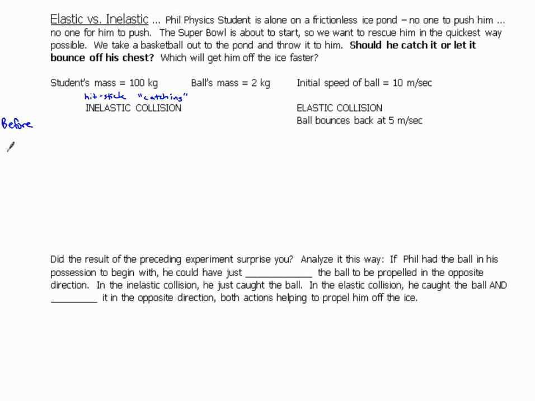before. So we have a ball. Its velocity is 10 meters per second. And here is the student on the pond. And the student is not moving. Velocity is 0. After this inelastic collision, here's the ball, here's the student, and there is some sort of a velocity, and it's x.